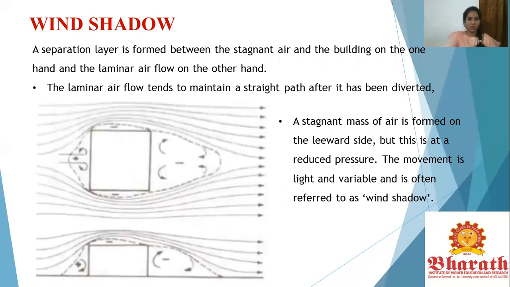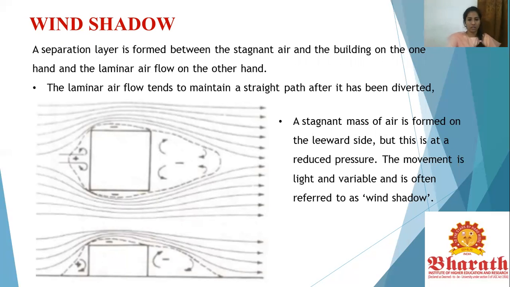So what exactly is a wind shadow? It's a separation layer that is formed between the stagnant air and the building on the one hand, and the laminar airflow on the other hand. This laminar airflow tends to maintain a straight path after it has been directed. The stagnant mass of air formed on the leeward side is at reduced pressure, and its movement is light and variable, and is often referred to as wind shadow.